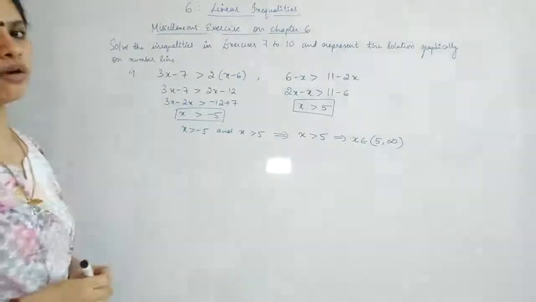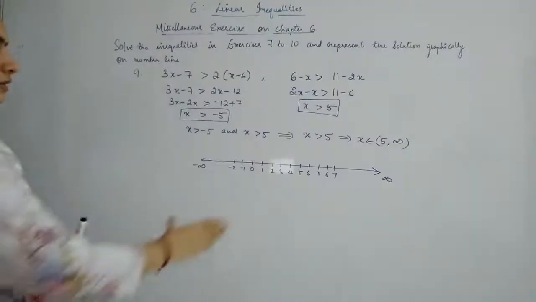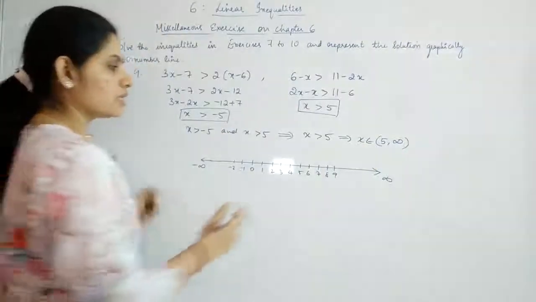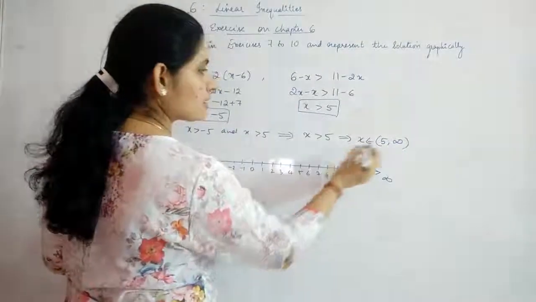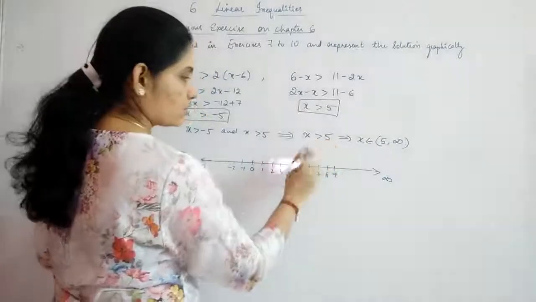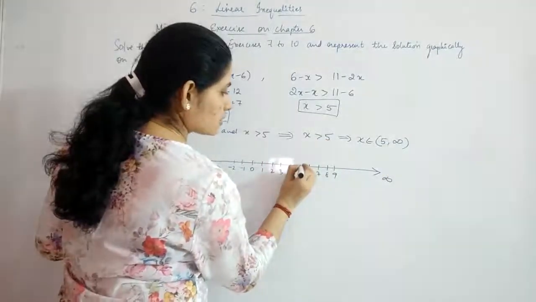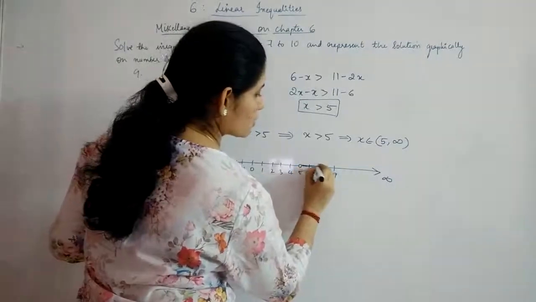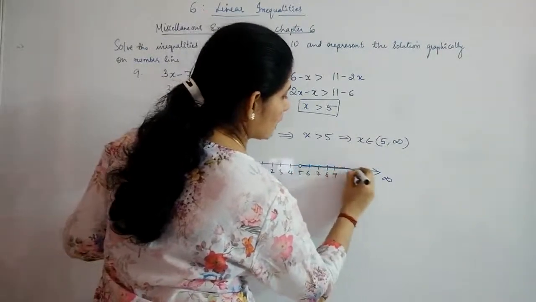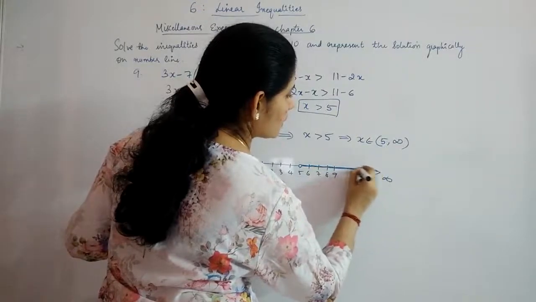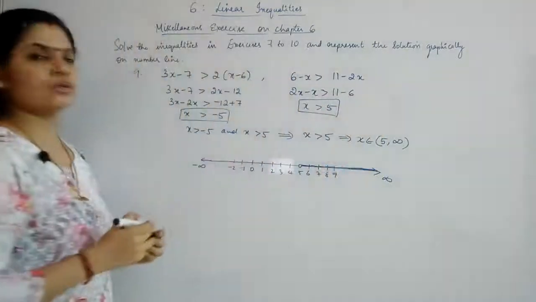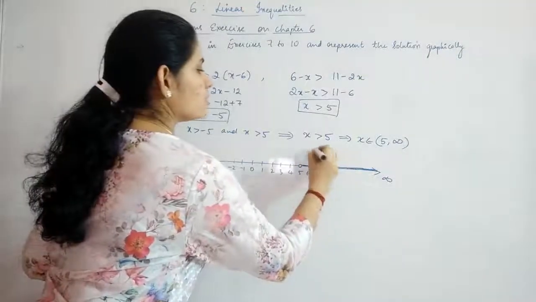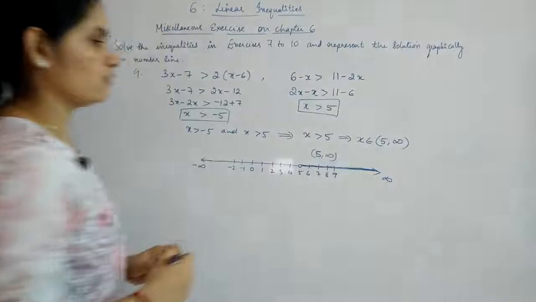Now on the number line, how will you represent this? On this number line, we have to just shade 5 comma infinity. It will be starting from 5. Again it is an open interval, that is greater than only. So you have to just put a hollow circle here and then highlight this portion. Darken this portion till infinity. That means it can have any value that side. That is your solution: 5 comma infinity, open.